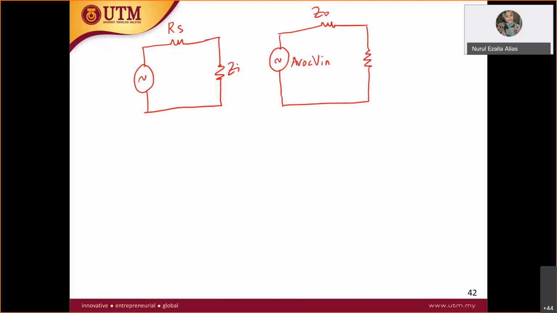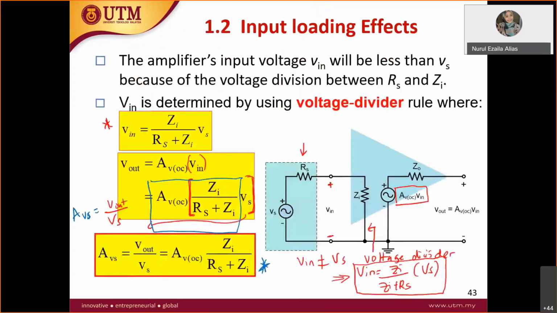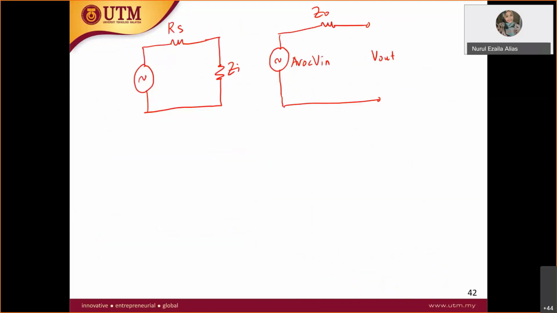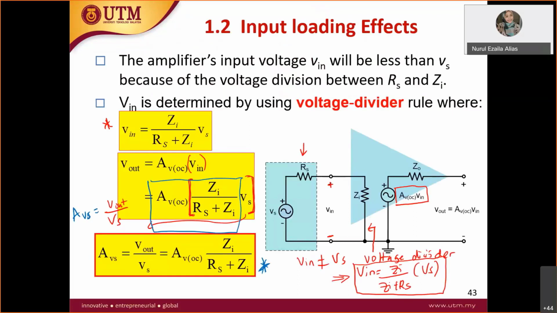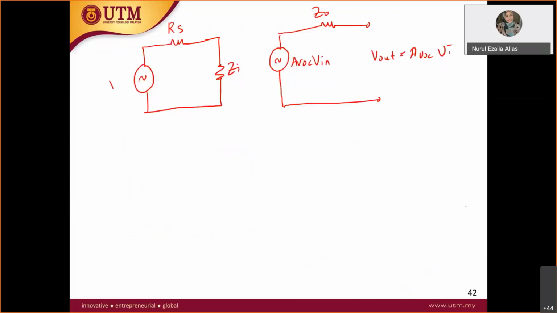Okay, so this is... oh no, V out, sorry. So V out here is equal to the AVOC times V in. And then what else do they have? VS and V in. Okay, VS and V in.